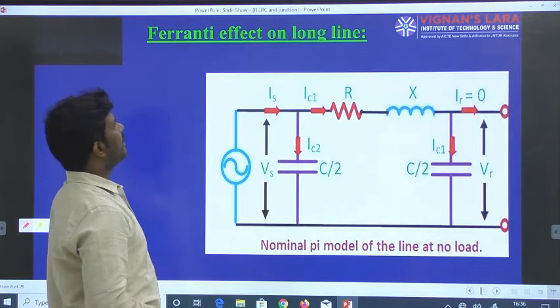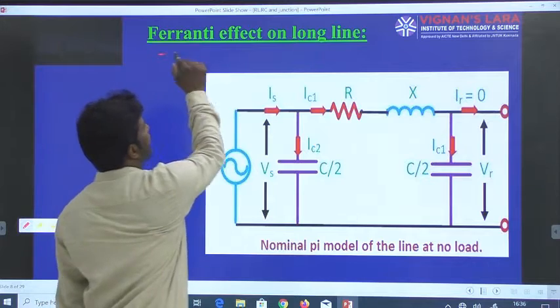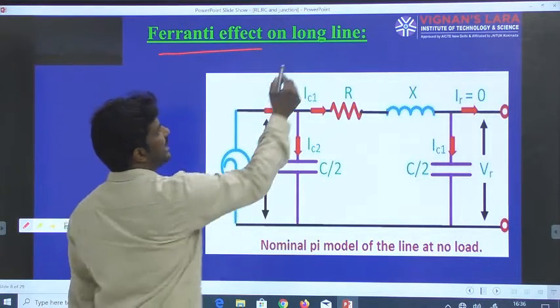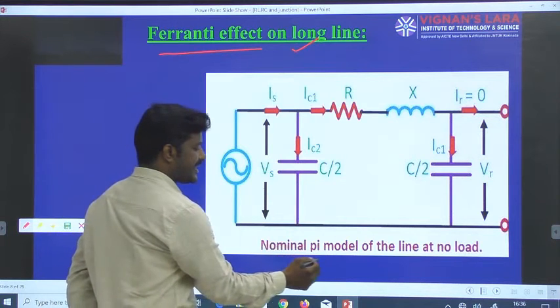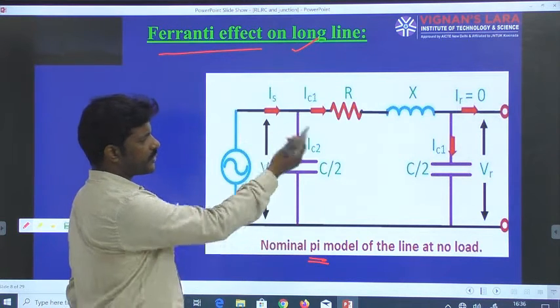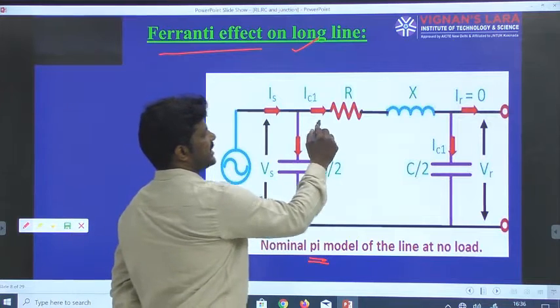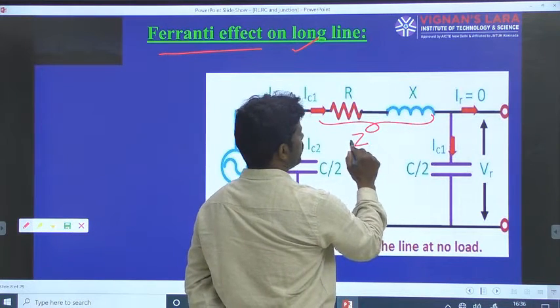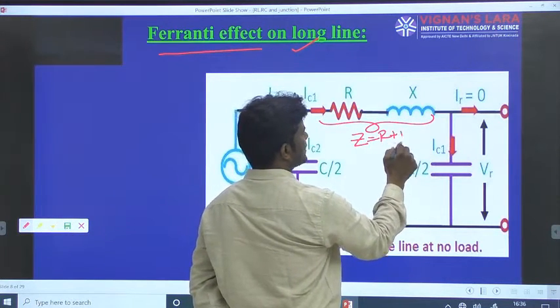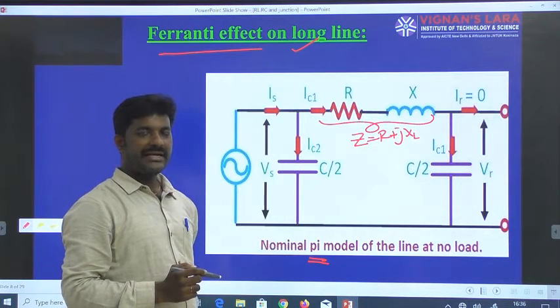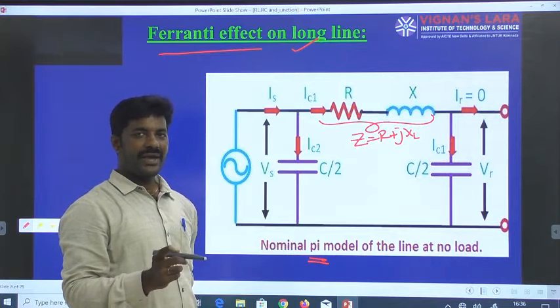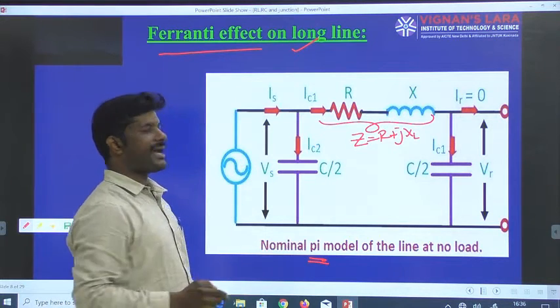Let us take an example for explaining this Ferranti effect, especially as I told you it is for a long transmission line. This is the pi representation that we took here. This series impedance is capital Z ohms, which is equal to R plus jXL, and the net admittance called Y is represented here with the capacitors.